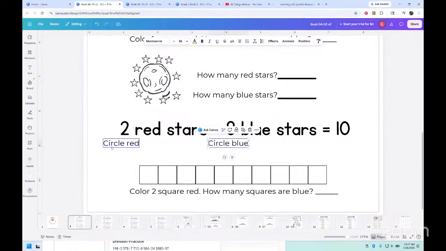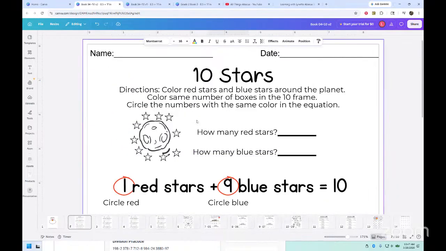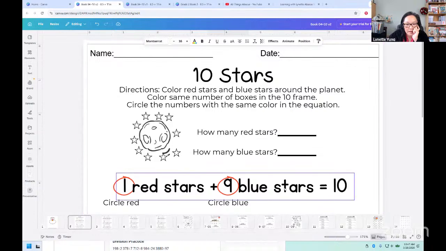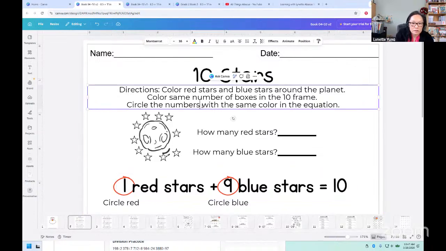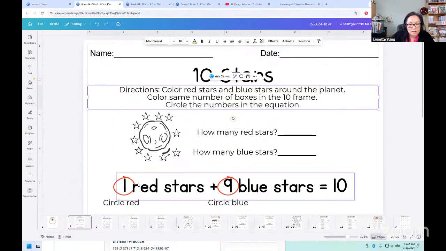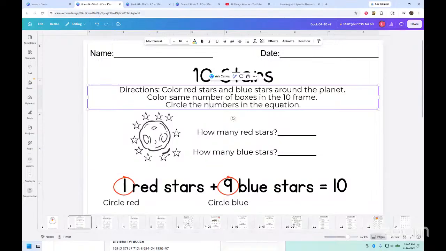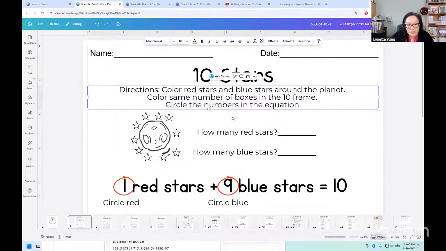That's the only part that's still confusing. So when you go back to the sentence at the top, circle the numbers in the equation. Circle the numbers in the equation the same color. Because we're talking about the numbers in the equation. This is the equation, right? Yes, I think circle the numbers in the equation. So you're circling the 1 and you're circling 9. That sounds better. Circle the numbers. But I want it to be very specific. Circle this red, circle this blue.